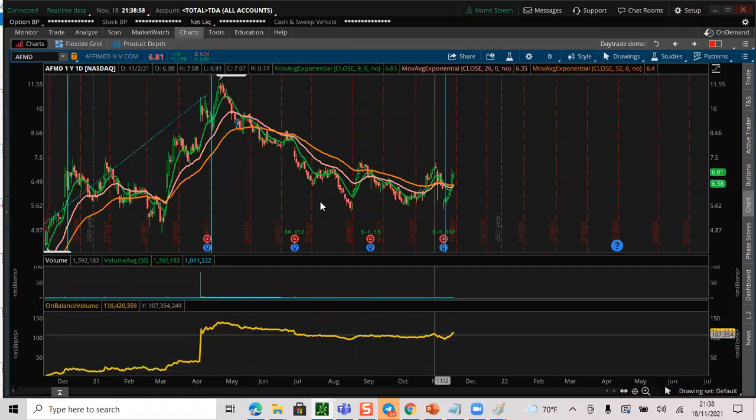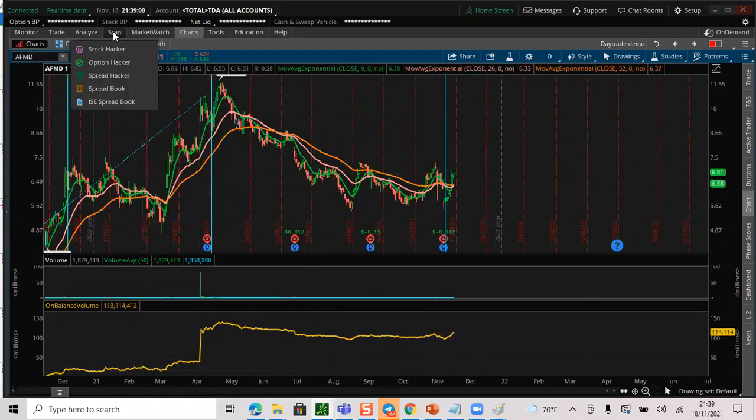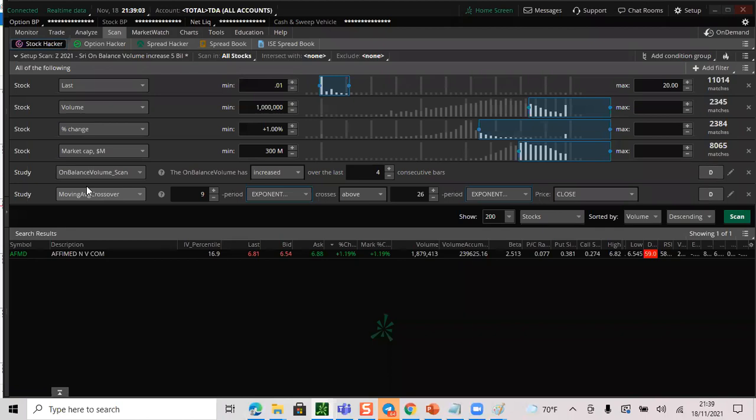Okay. So this is about the on-balance volume. If anybody wants to, take a screenshot of this scanner, I can just take a screenshot of this.